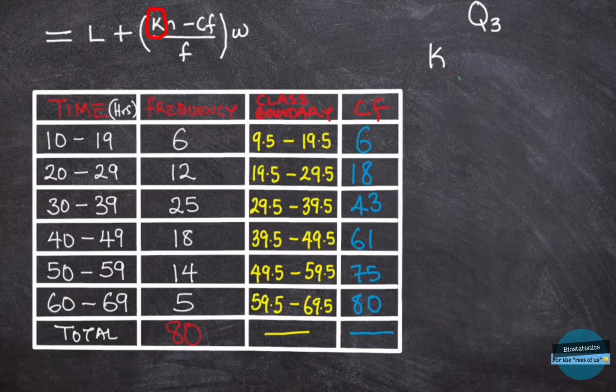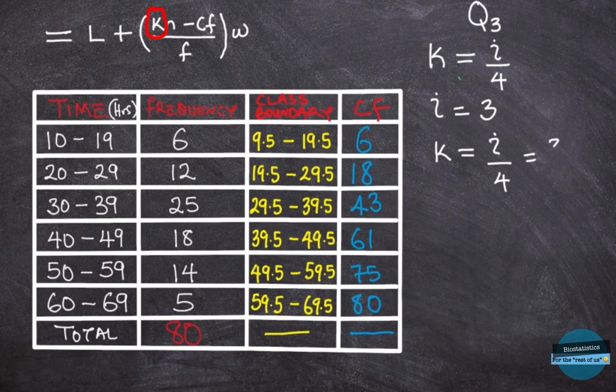Starting with K. K for quartiles is i divided by 4. What is i here? i is the quartile number. Since we're looking for the third quartile, then i is equal to 3. Now, if we were looking for the second quartile, for example, then i will be 2, and so on. So K is i divided by 4 for quartiles, and for the third quartile, this will be 3 divided by 4, and let's just leave it as a fraction for now.